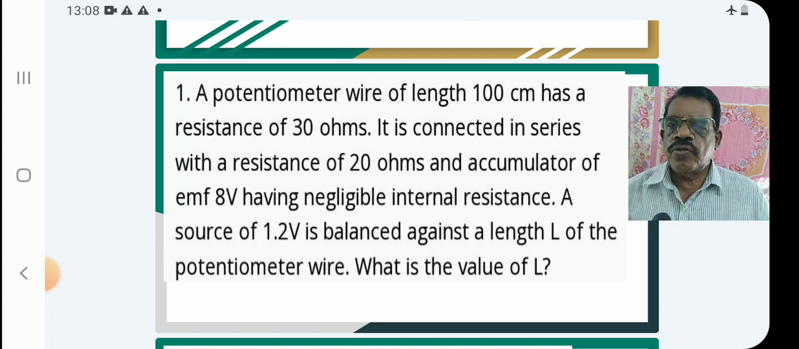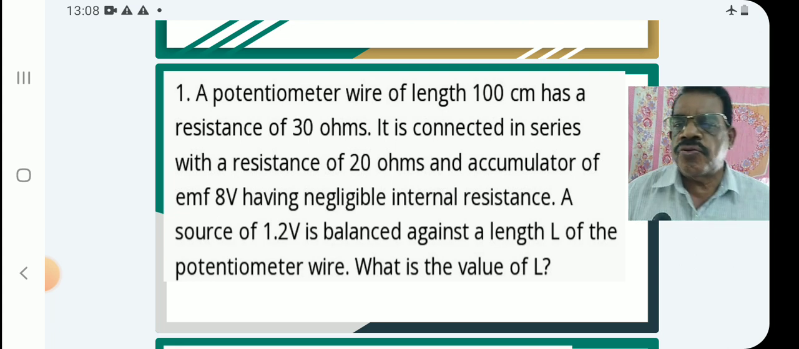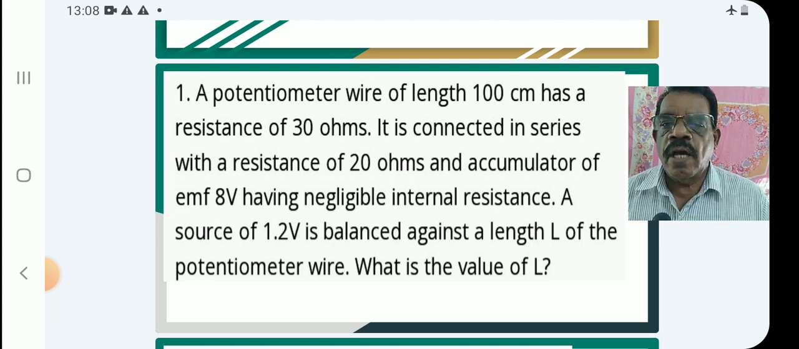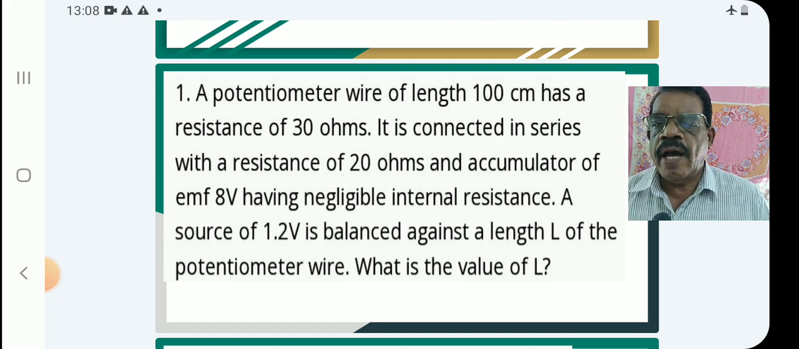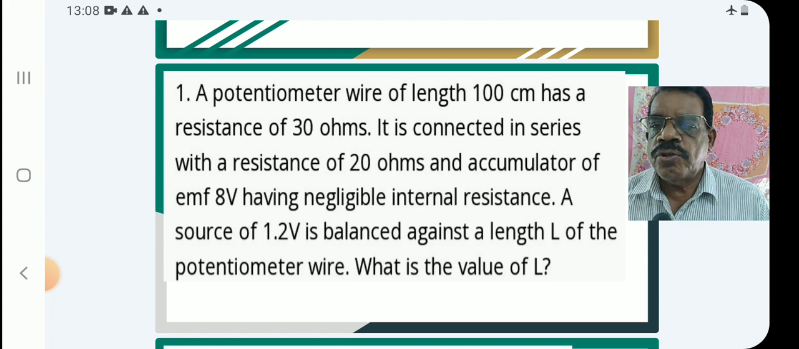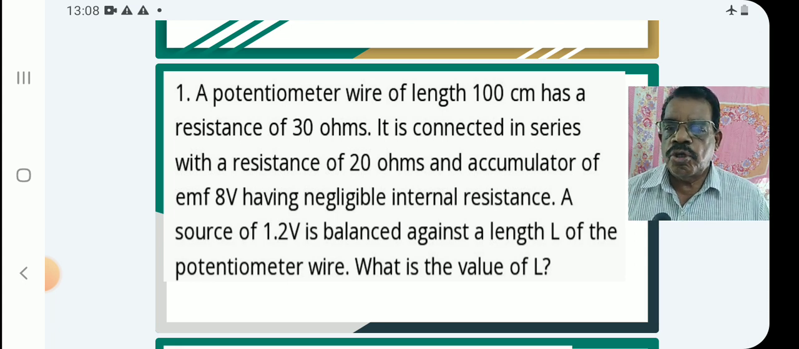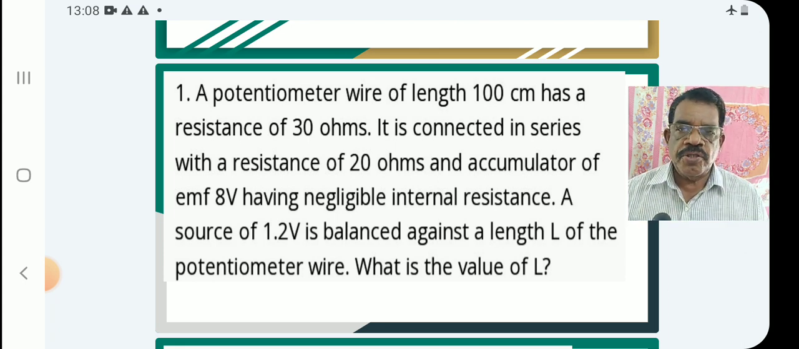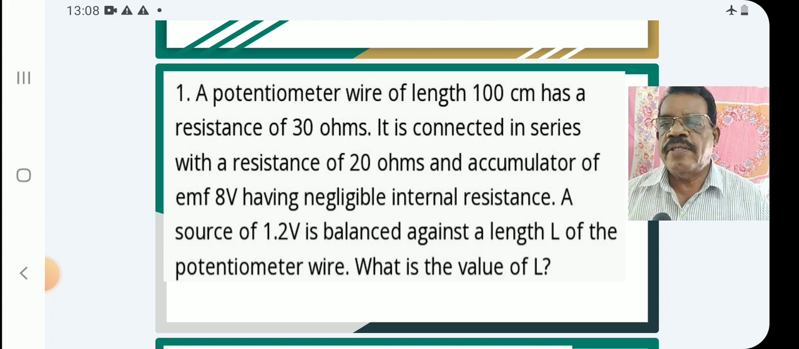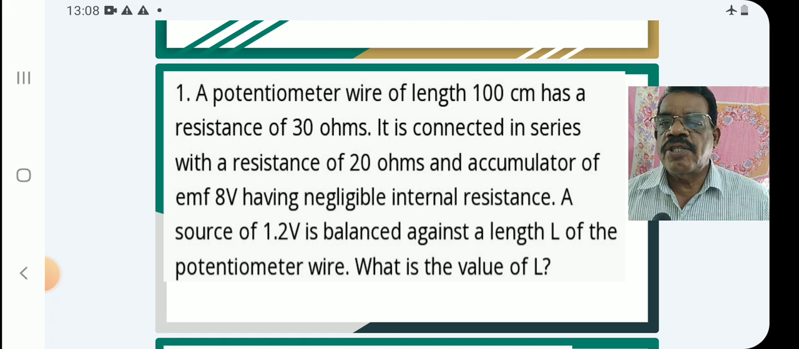And here is the first question. A potentiometer wire of length 100 centimeter has a resistance of 30 ohms. It is connected in series with a resistance of 20 ohms and an accumulator of 8 volt having a negligible internal resistance. A source of 1.2 volt is balanced against a length L of the potentiometer wire. What is the value of L? That is the first question, a multiple choice question. There are 4 answers.